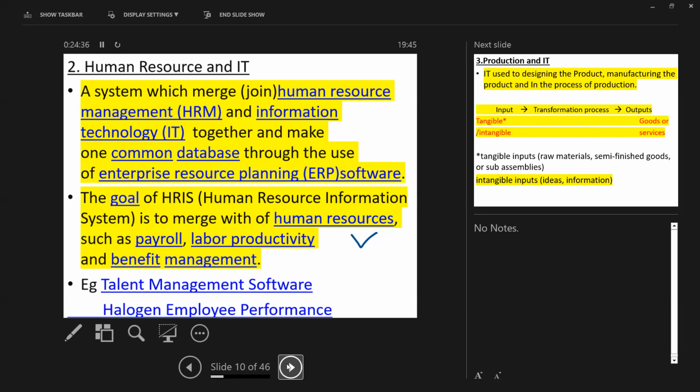Then human resource and IT. A system which joins human resource management and information technology together to make one common database through the use of enterprise resource planning, ERP software. The goal of HRIS, Human Resource Information System, is to merge human resources functions such as payroll system, labor productivity, benefits management, talent management software, and employee performance.